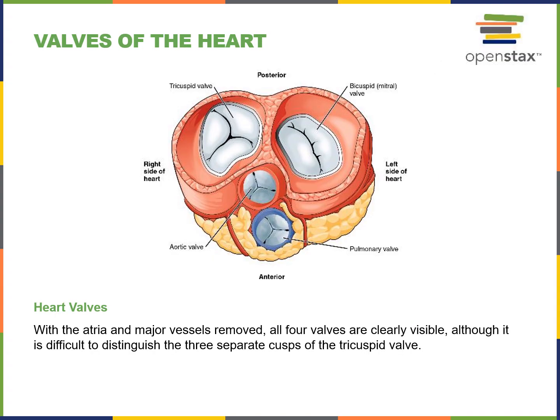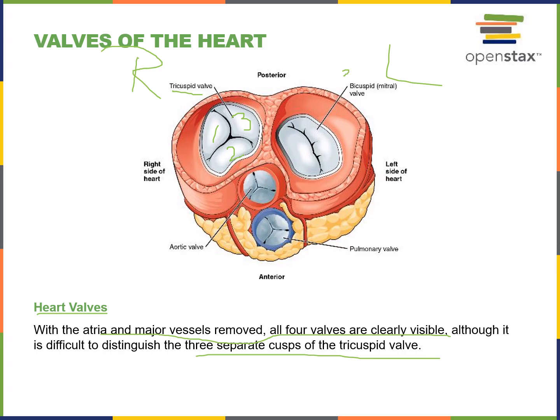There's one direction only. So looking closer at the heart valves, with the atria and the major vessels removed, all 4 valves are clearly visible, although it is difficult to distinguish the 3 separate cusps of the tricuspid valve. So here, again, here is the right side of the heart, here is the left side of the heart. Right, we've got the right AV valve, which is a tricuspid valve, and you're seeing 1, 2, 3. So that's what the tri in the name comes from. 3 cusps or flaps to the valve.